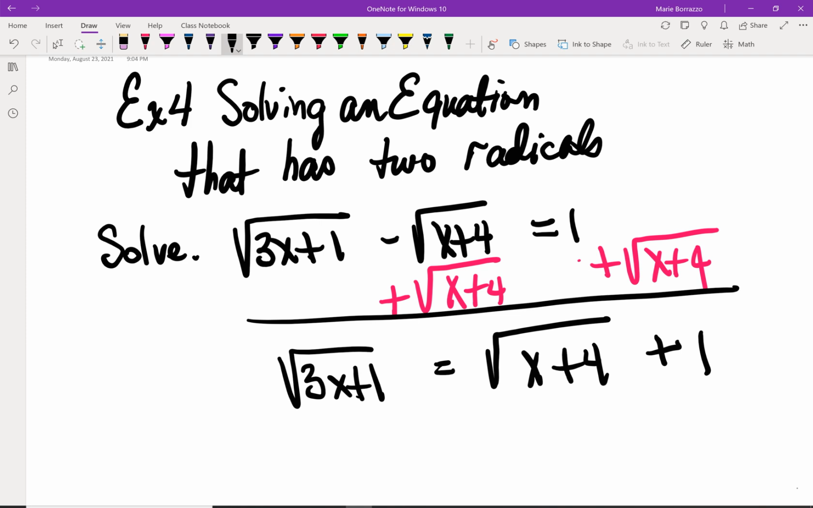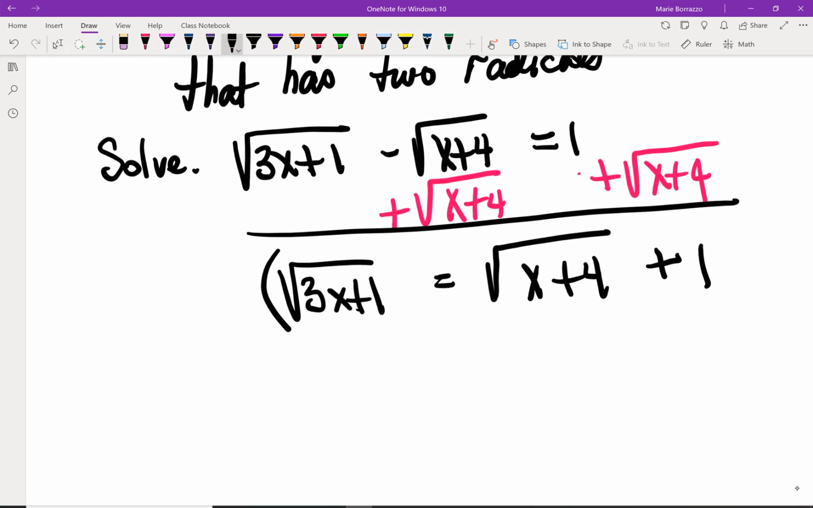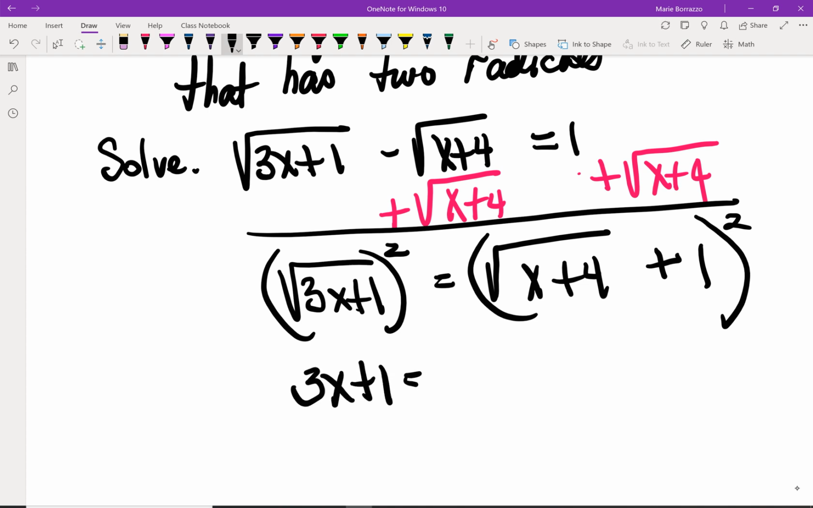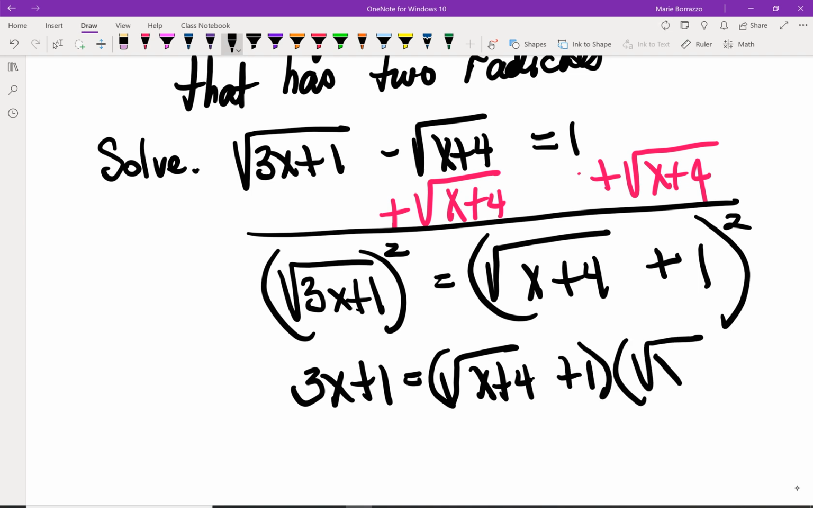Now these are both raised to the 1/2 power. So to undo it, we raise it to the 2nd power. It's basically the reciprocal. Notice that I'm grabbing all of the right-hand side. In other words, it's not just a radical that's getting squared. It's the plus 1 that's included there. So on the left-hand side, you're simply left with the 3x plus 1. And on the right-hand side, we're foiling the square root of x plus 4 plus 1 times the square root of x plus 4 plus 1.